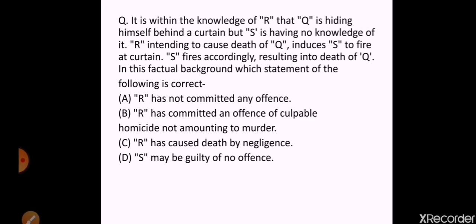A. R has not committed any offence. B. R has committed an offence of culpable homicide not amounting to murder. C. R has caused death by negligence. D. S may be guilty of no offence. So here, what do you all understand?